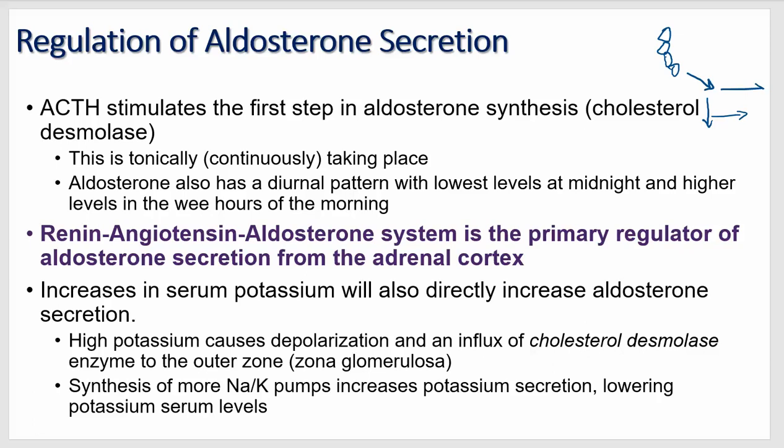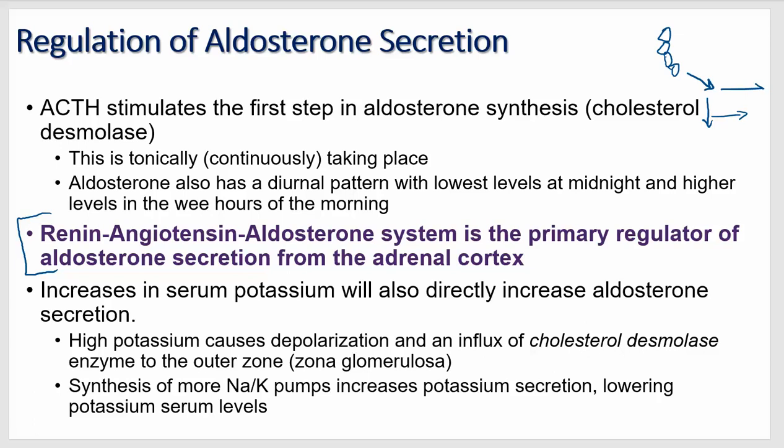However, important not to forget this. So what this is saying is that ACTH has an effect on aldosterone production, but the major effect of aldosterone synthesis is the RAA system, the renin-angiotensin-aldosterone system. So remember, renin released from the kidney, and then you have angiotensin 1, angiotensin 2, and then aldosterone. So renin is actually going to be the primary regulator of aldosterone secretion. It's not ACTH. ACTH only has an effect on that first step.